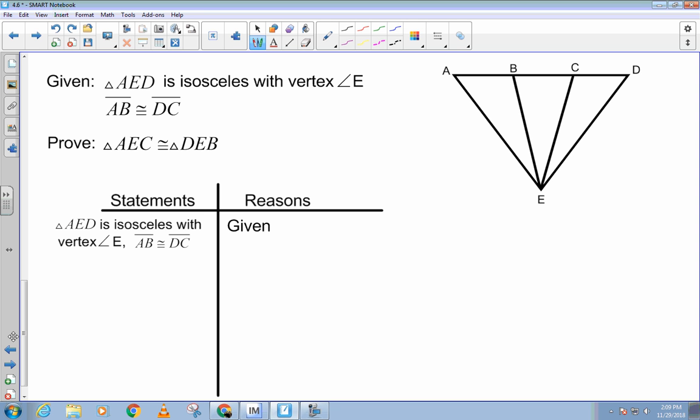Okay. All right. So we have triangle AED is isosceles with vertex angle E, and then we're also told that AB is congruent to DC. So we know those two pieces are congruent, and we know that AED is isosceles. What do we know if AED is isosceles? That AE and ED are congruent. We would have to state that, because all it tells us is isosceles. We have to state which legs are congruent. And it tells us where the vertex angle is. And that would be by the definition of isosceles. So now we have these two sides right here, and then we also have AE and DC. What else can we get?